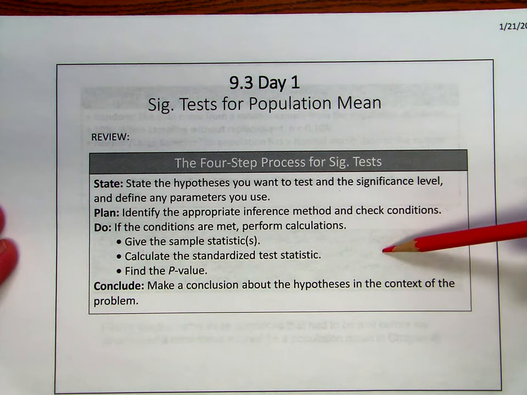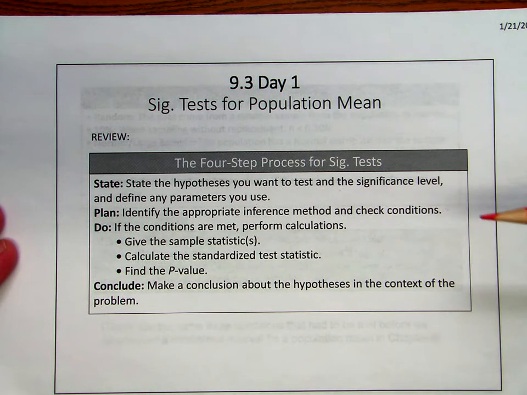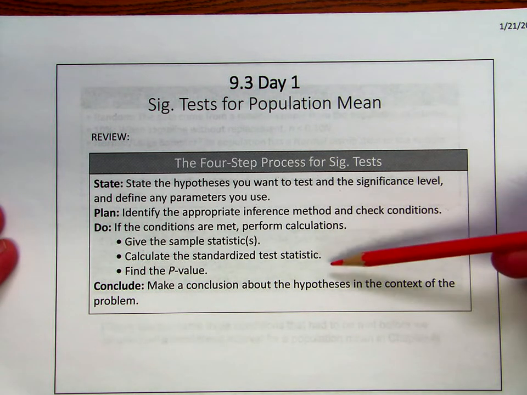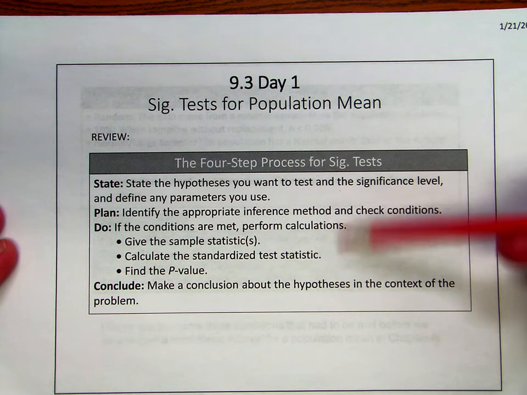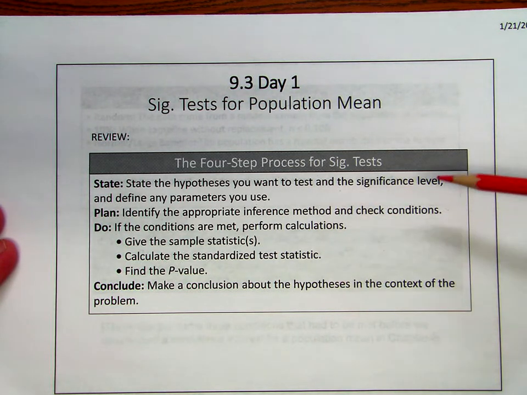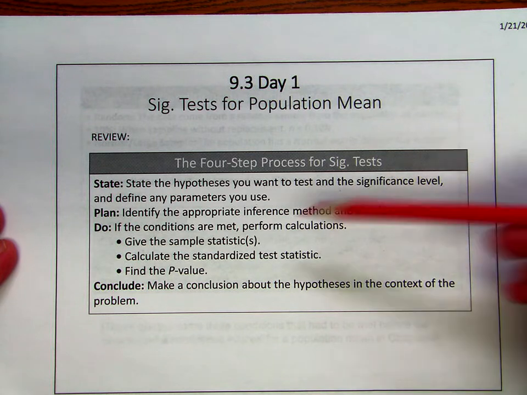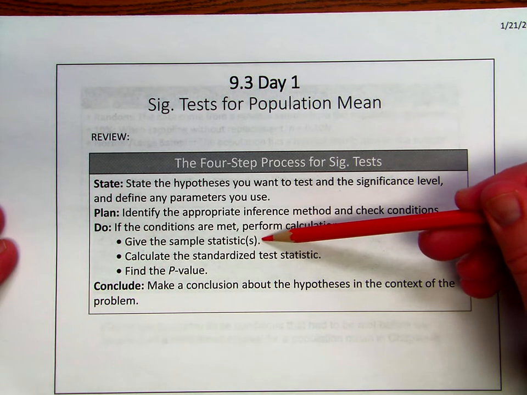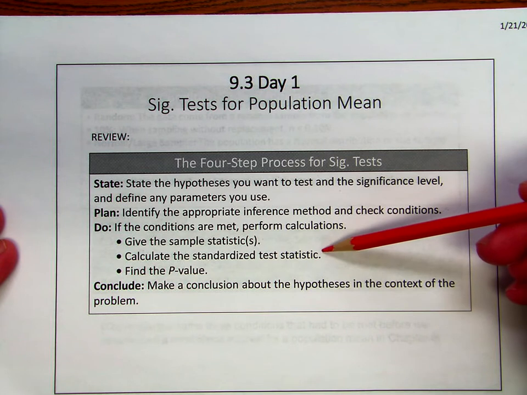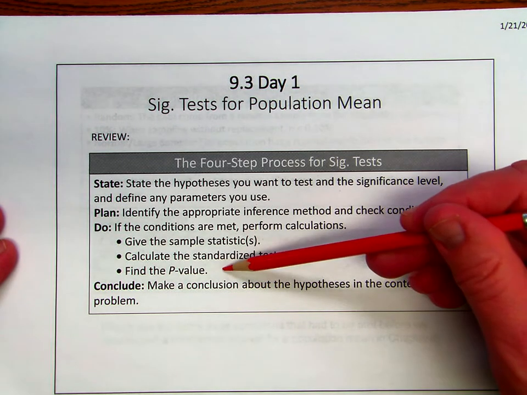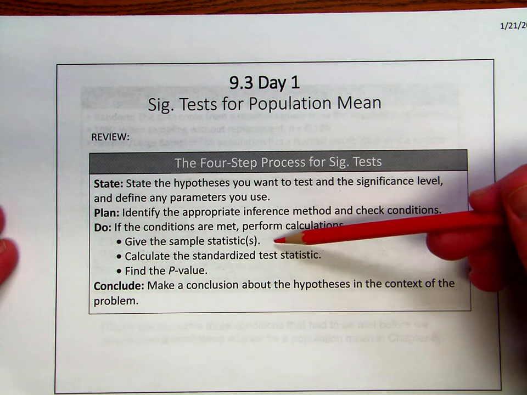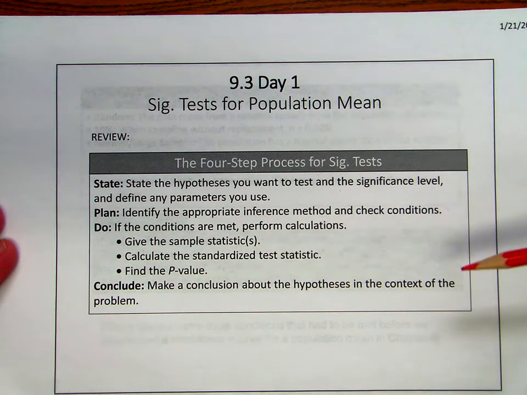Next, the do step. We're going to talk a little bit as we move through this slide about what to show and what not to show, depending on the scenario. But for the most part, you should be giving your sample statistics, calculating your test statistic, and you have to state your p-value. Depending on the specifics of the particular test, there might be a little more or a little less.